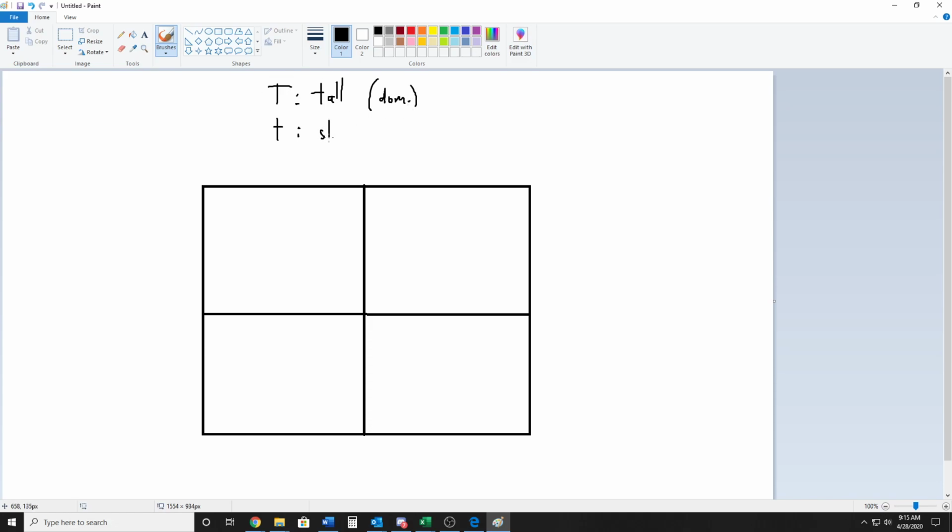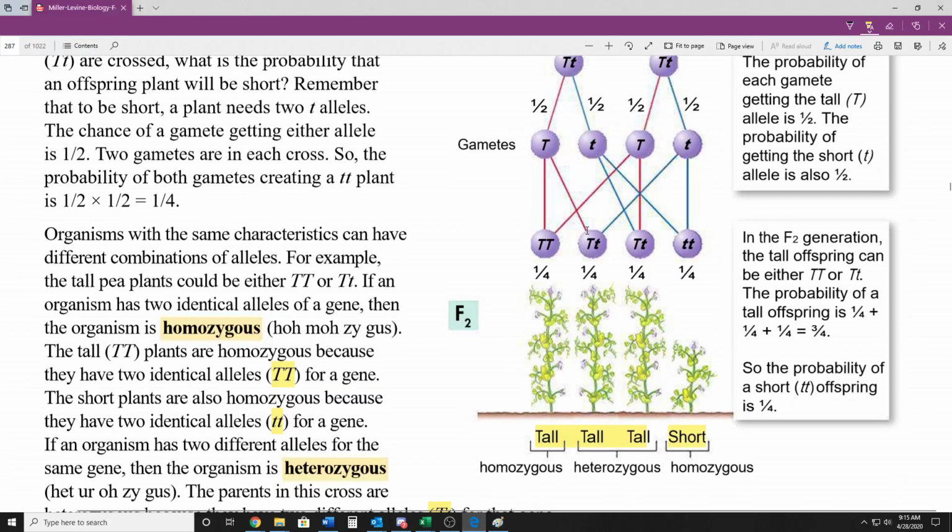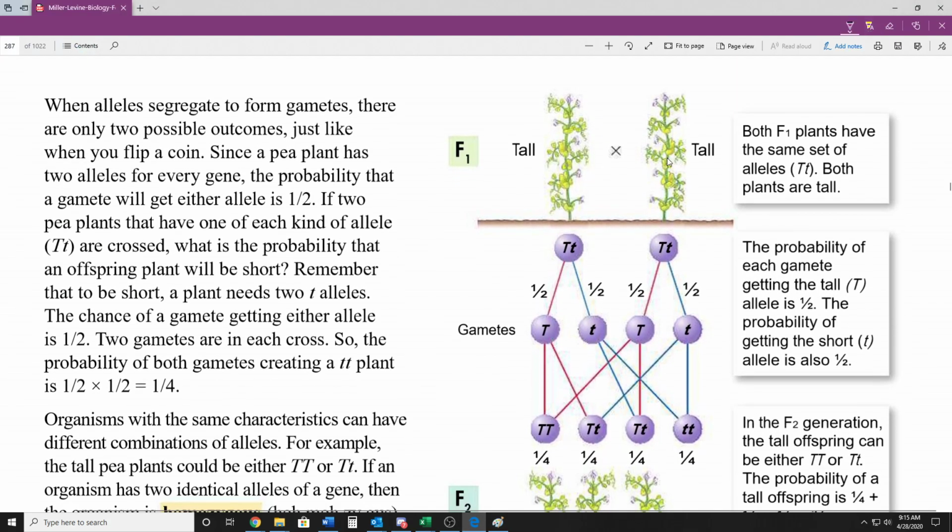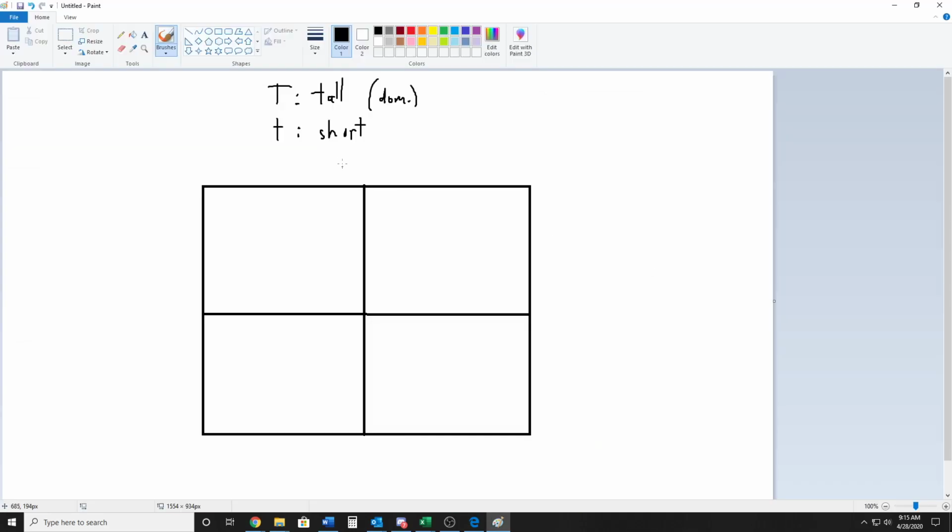And shortness is recessive. So a plant can only express its shortness if there is no dominant allele present. Now the parents for this F1 cross of pea plants, remember, they're both heterozygous, okay? So we're going to fill out their genotypes along the top and the left side of this particular cell. Let me go ahead and delete this.